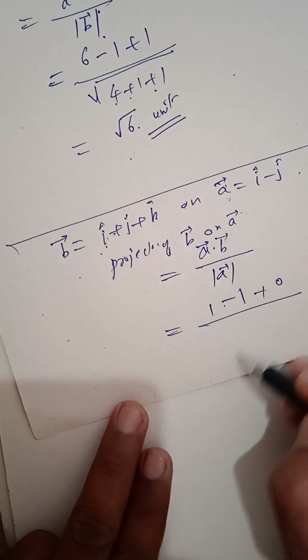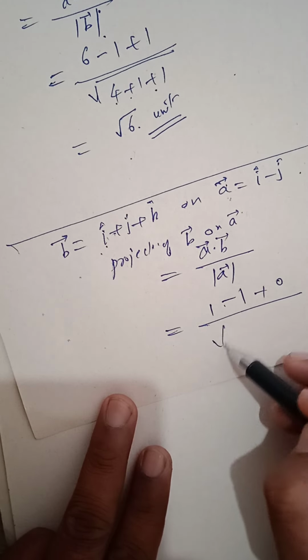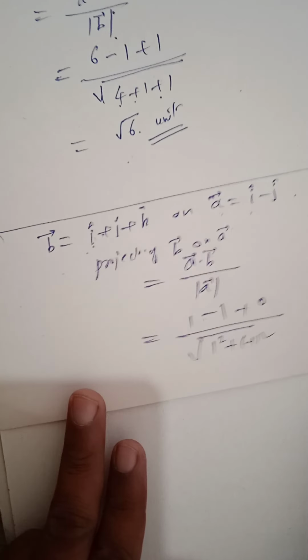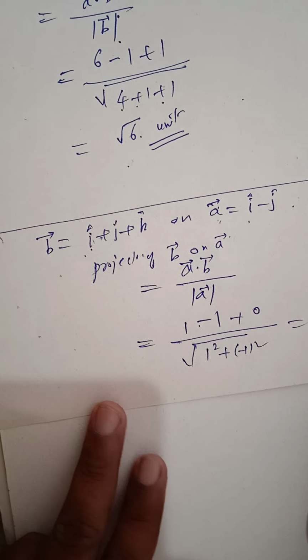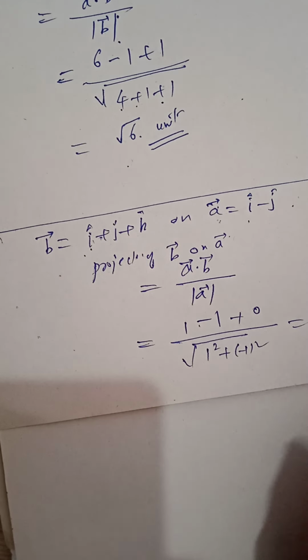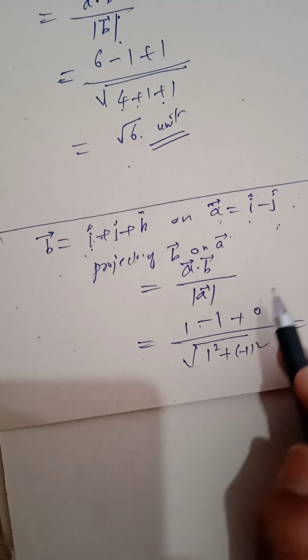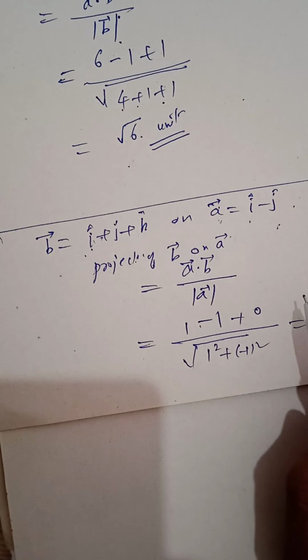Then divided by root of 1 square plus minus 1 square. So finally the answer is 0. So the vector B does not have any projection on vector A. In this way you can calculate the value of projection.